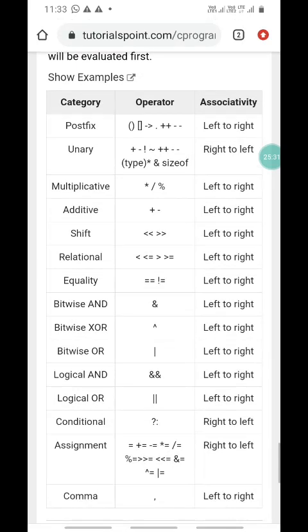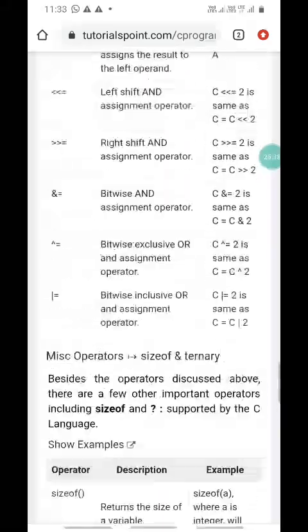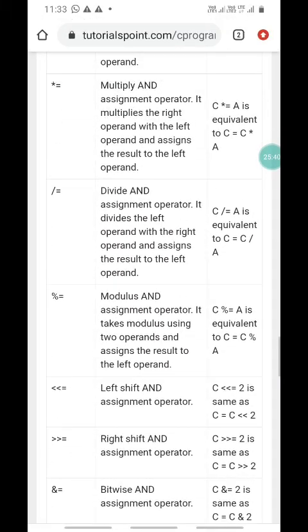The next lecture will continue tomorrow. Please write down all the operators in C++. I will give you examples of each and every operator in the next lecture.